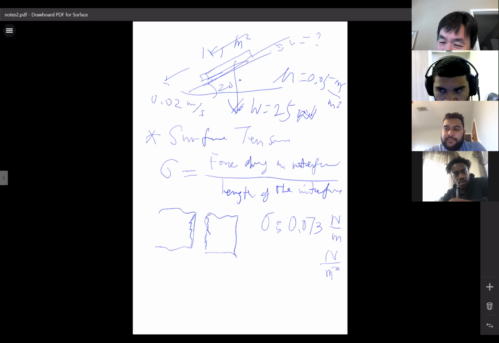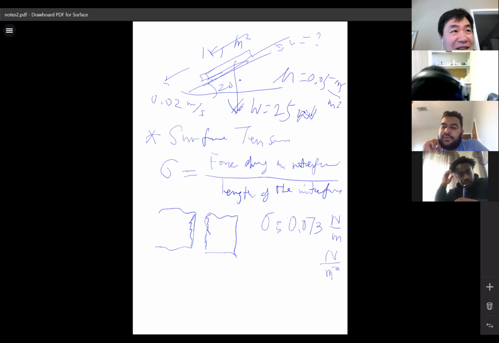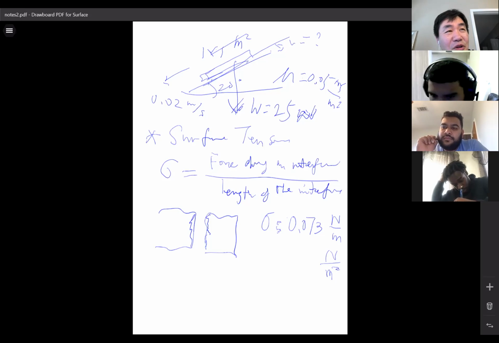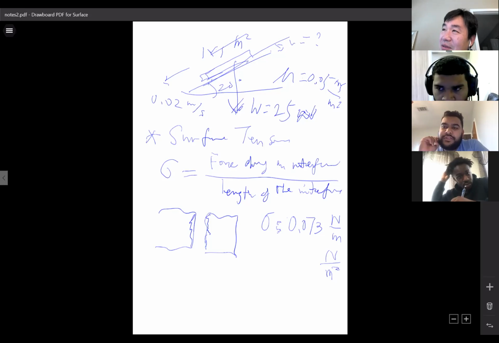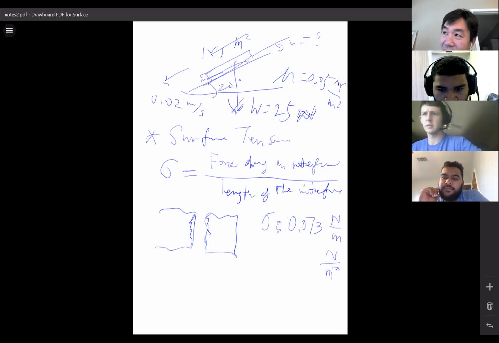What is that? Newton per meter square. What kind of property? Isn't that volume with time? Newton per meter square. What kind of things is Newton per meter square? Is that force? No, force is Newton, right? What is Newton per area? Force per area. Surface pressure. Yeah, pressure, right? What else?